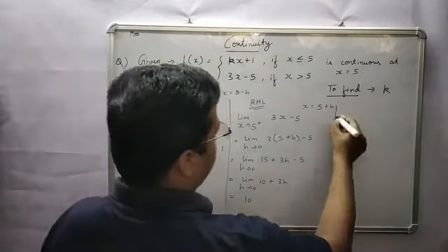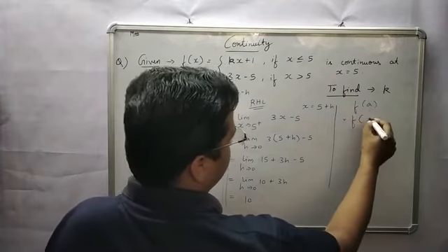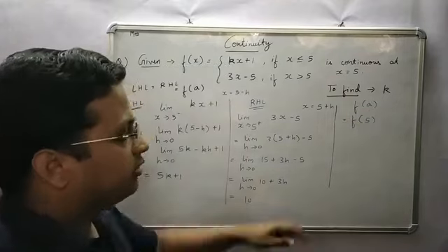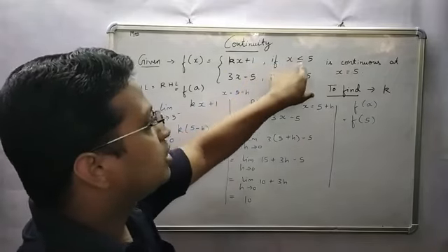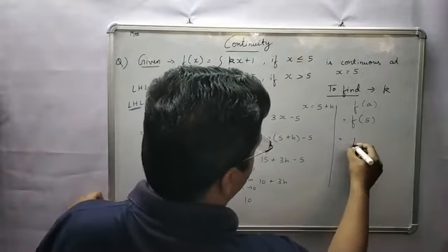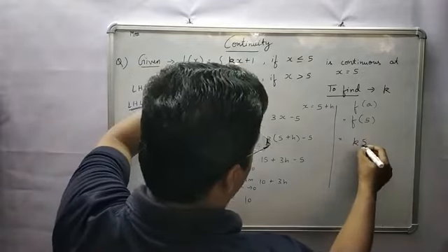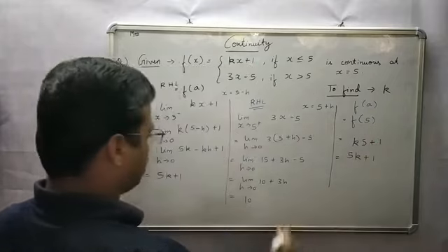Now f of a. Our point is 5, so we have to find f of 5. And in which case out of these two is x is equal to 5? So x is equal to 5 in this case. We have to use this function. So that is k into x is equal to 5 plus 1. So this is 5k plus 1.